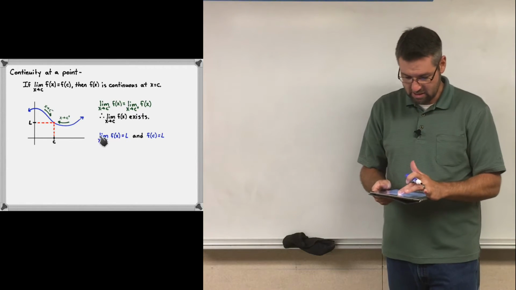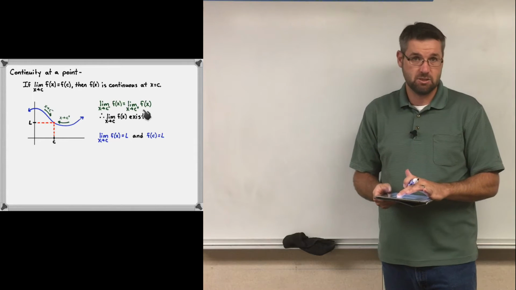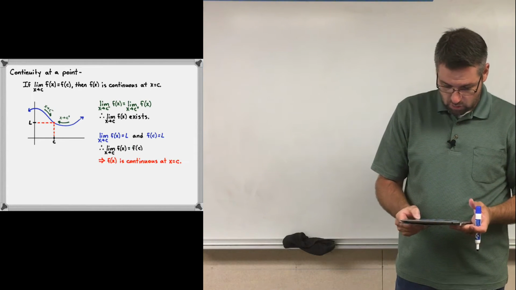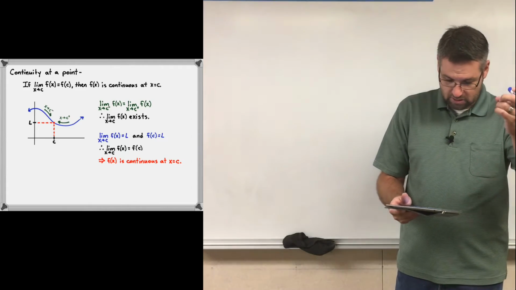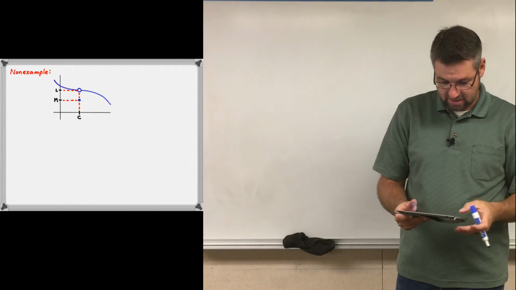How do we know the limit exists? Because the left-hand limit matches the right-hand limit. Okay? So here's what I'm going to say here. Therefore, since they're the same, f of x is continuous at c.